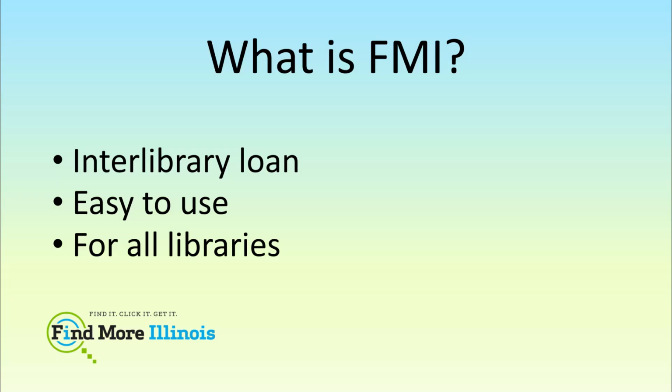Find More Illinois, or FMI for short, is a resource sharing program hosted by the Rails Regional Library System. Members share items through the SHAREit interlibrary loan software, which makes it easy to place and process requests. It works with any library, regardless of size, type, or library software used. SHAREit's flexibility allows all Illinois libraries to participate, whether they're a small library with no online catalog or a large library with multiple branches using a robust integrated library system.